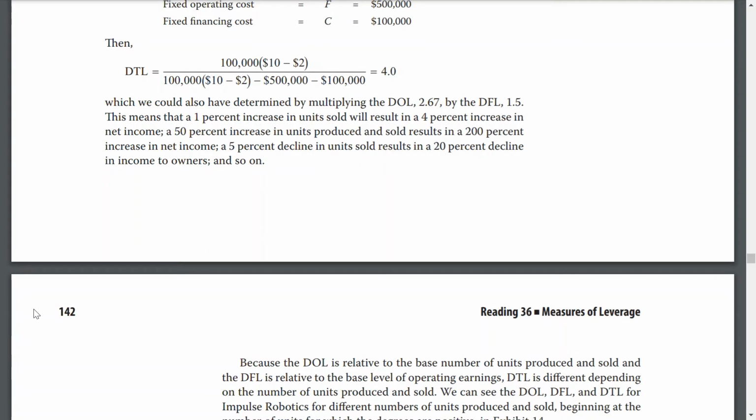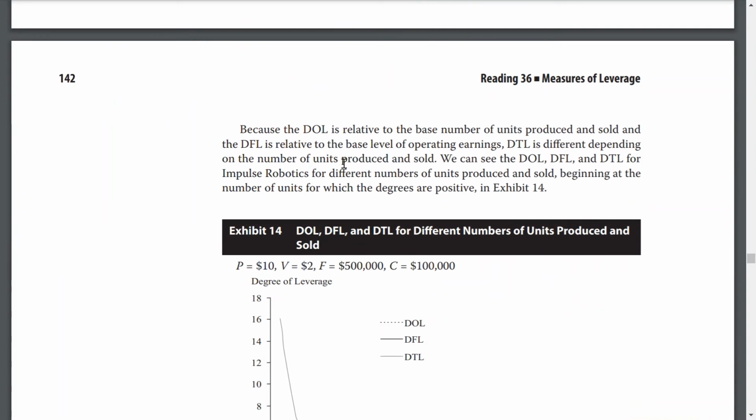A 5% decline in units sold results in a 20% decline in income to owners, and so on, because the DOL is relative to the base numbers of units produced and sold. The DFL is relative to the base level of operating earnings. The DTL is different depending on the number of units produced and sold. We can see the DOL, the DFL, and DTL for Impulse Robotics for different numbers of units produced and sold, beginning at the number of units for which the degree is positive, as seen in Exhibit 14.